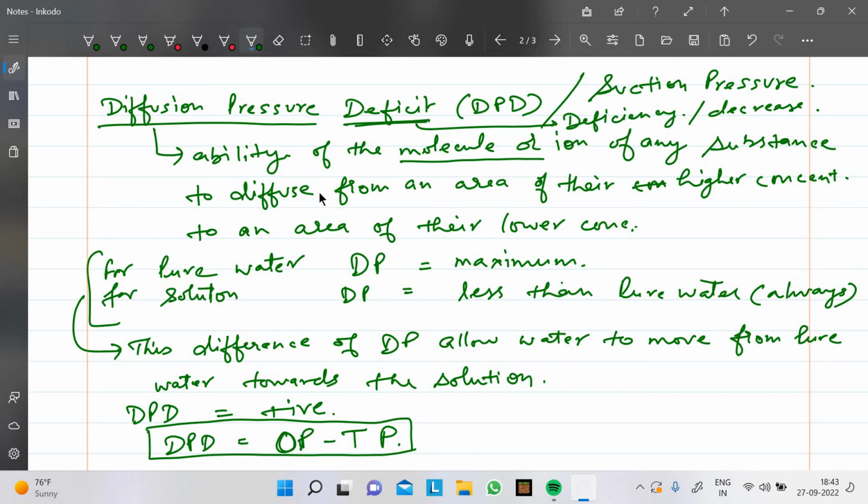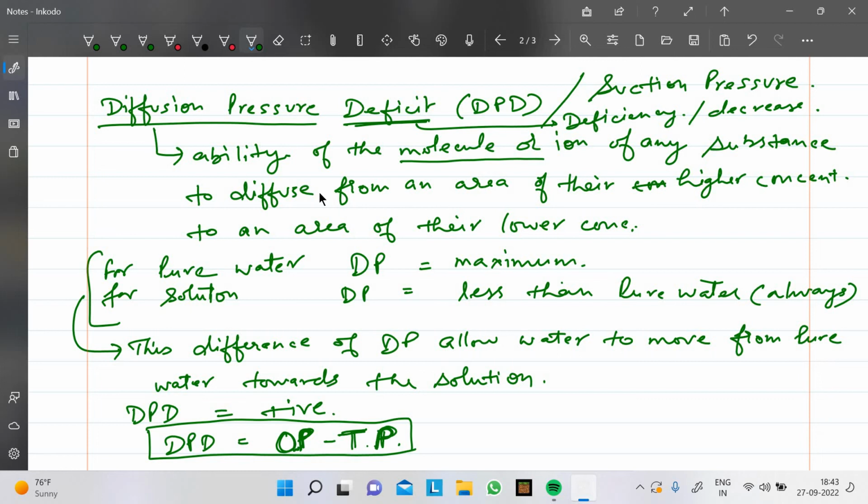Solute potential. The more concentrated the solution, the less will be the diffusion pressure, since fewer water molecules are present in the solution. Turgor pressure depends on the number of water molecules present in the cell. The more water molecules, the more the turgor pressure. So these two terms define the diffusion pressure deficit.